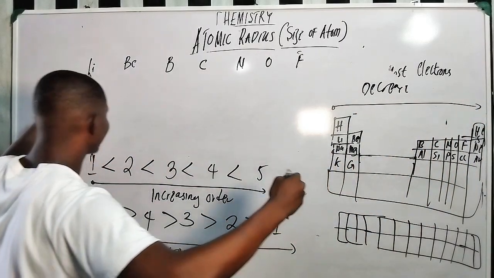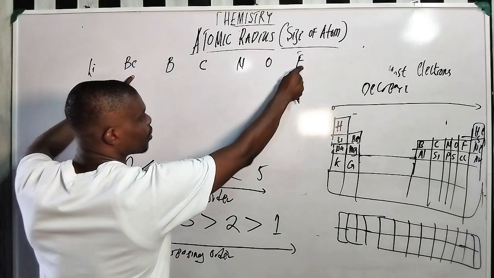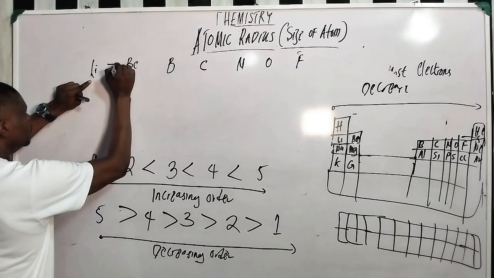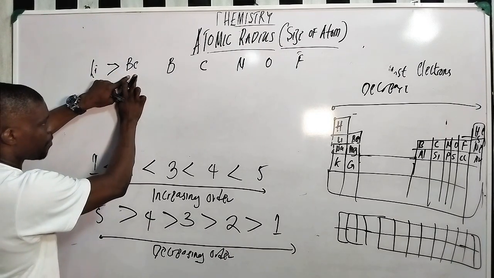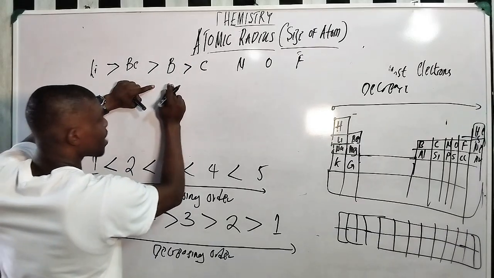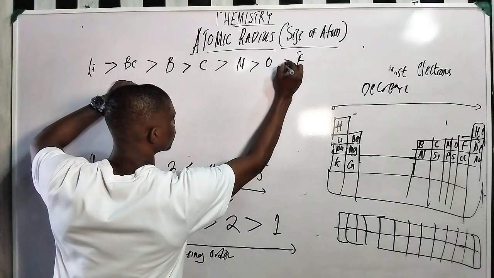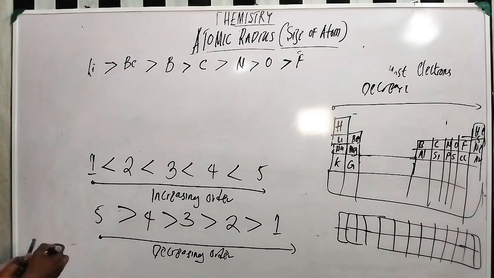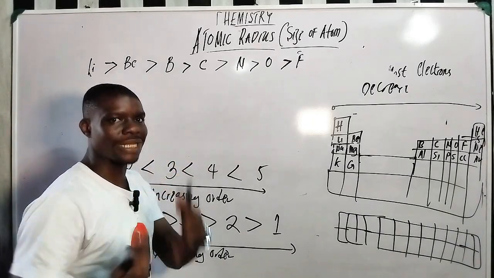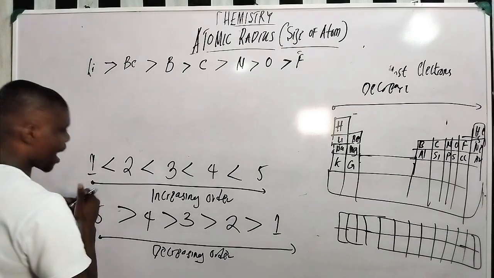As you move from left to right, it decreases. Lithium's size is far higher, and fluorine has the smaller size. So lithium is greater than beryllium, beryllium is greater than boron, boron is greater than carbon, carbon is greater than nitrogen, and nitrogen is greater than fluorine. That is why you must understand this concept very well. Many students don't really understand it, so that is why there are issues with it.